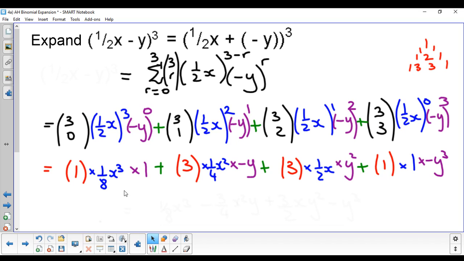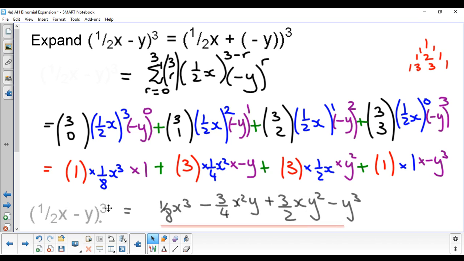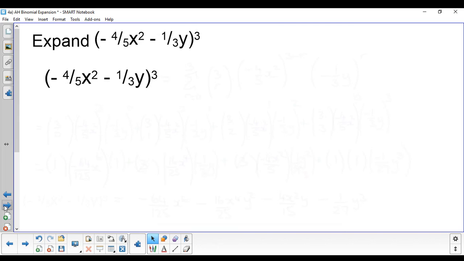Just bring it together, so you've got an 8th x cubed, 3/4 x squared y, but bring the minus to the front, 3 over 2xy squared and minus y cubed. Just bringing it all together. You could have fractions and negatives in both.